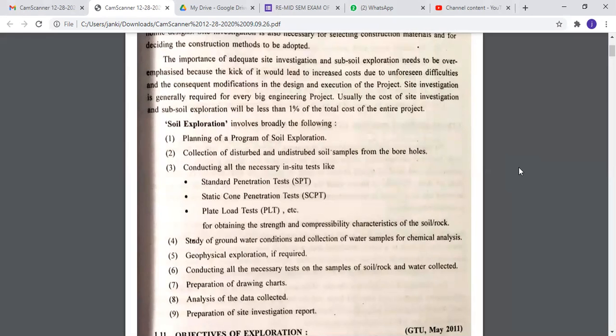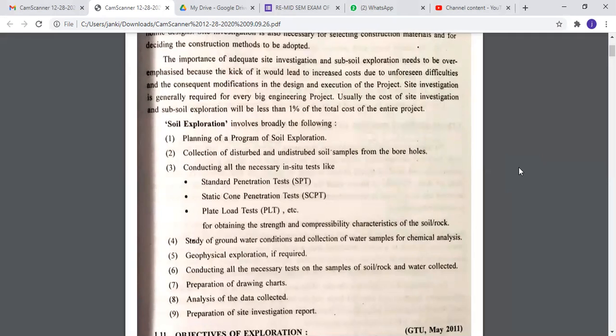The third one is conducting all necessary in situ tests. There are different types of tests in soil exploration. The first one is the standard penetration test, known as SPT. Then the static cone penetration test, known as SCPT. And the last one is the plate load test, known as PLT, etc. Right? These are basically for obtaining the strength and compressibility characteristics of the soil, or rock if available.